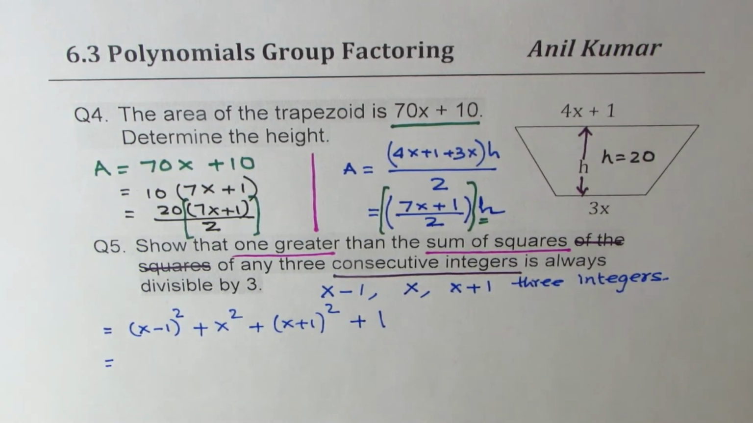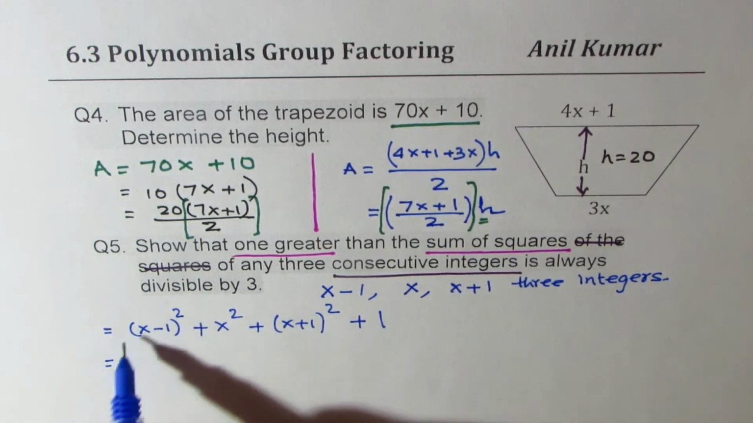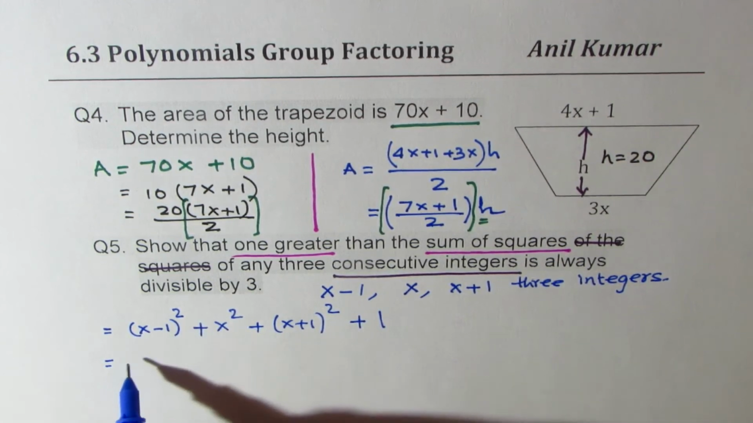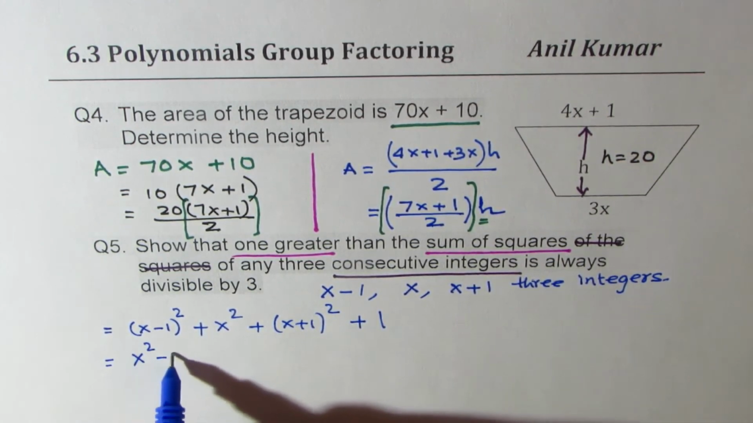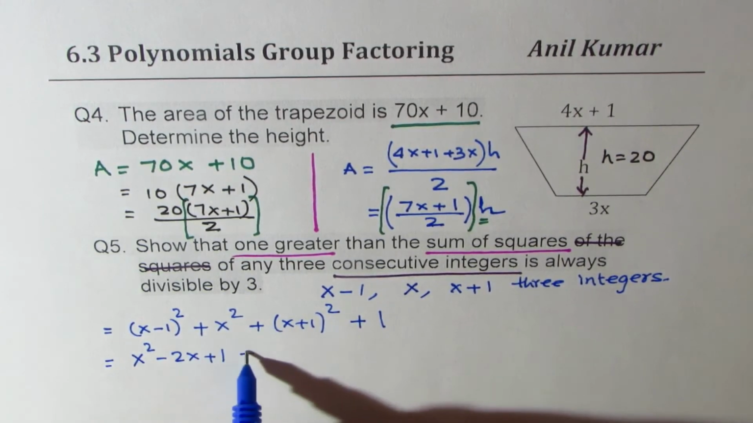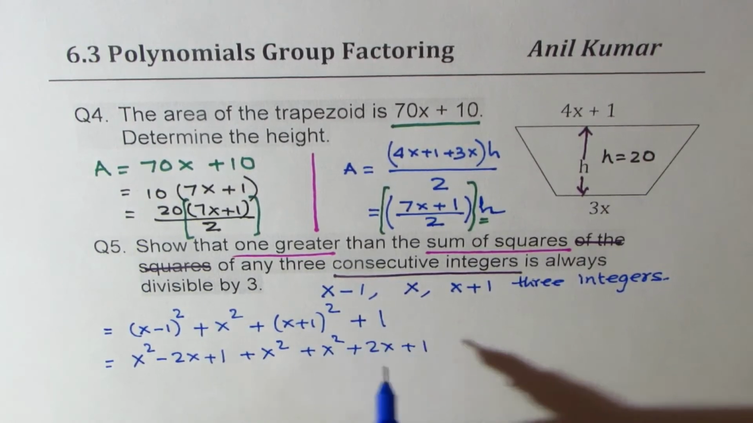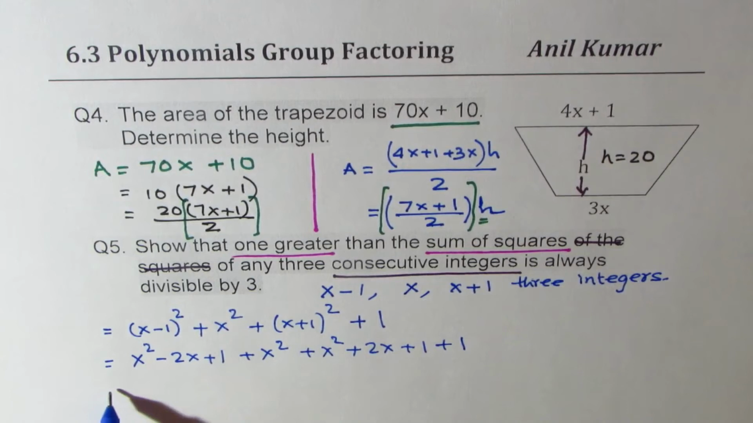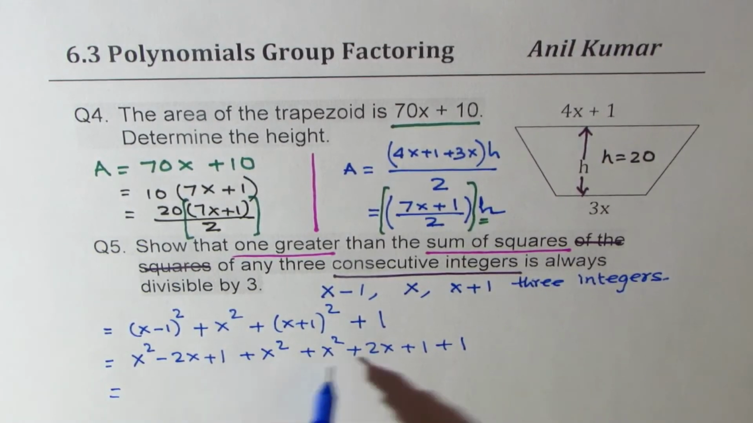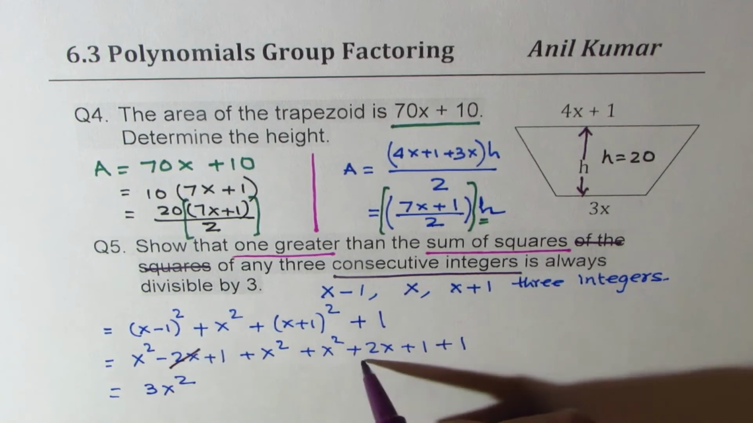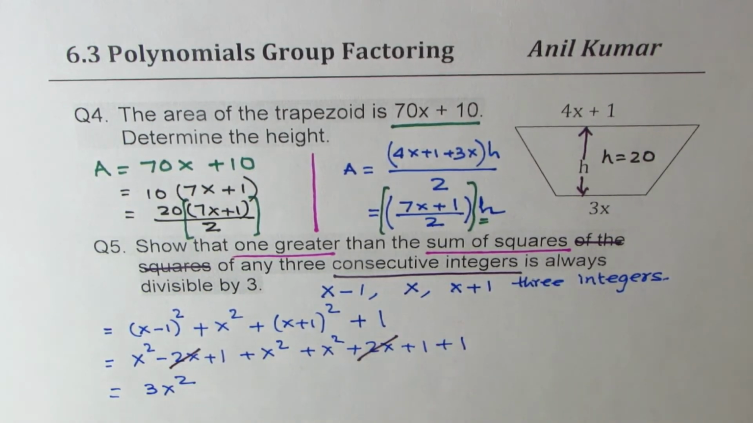Now we need to solve this, so we can expand and simplify. You remember the formulas. (a minus b) whole squared is a squared minus 2ab plus b squared, so we get x squared minus 2x plus 1. Here we get plus x squared. Here we get x squared plus 2x plus 1, and we already have plus 1 here. Now we could combine these terms. We get 3x squared, and we have minus 2x and plus 2x. They cancel out. It is 0. Plus we have 3 ones here.